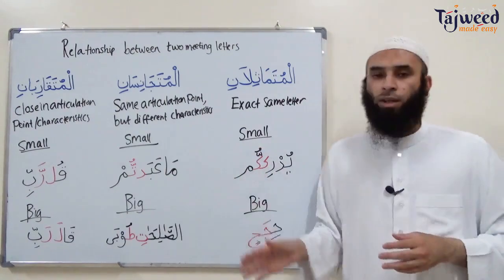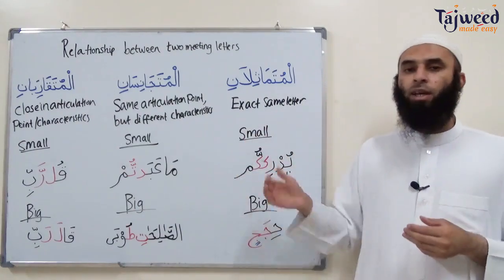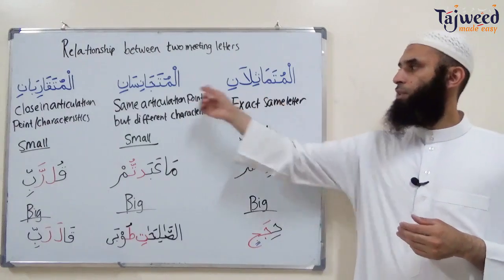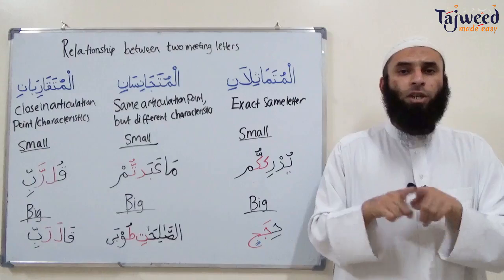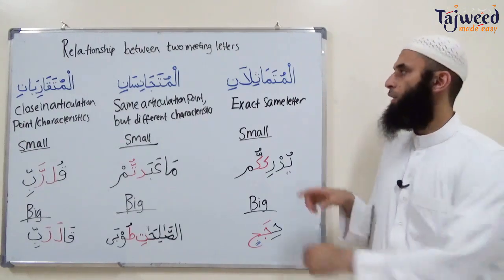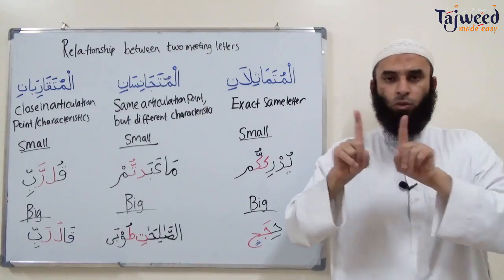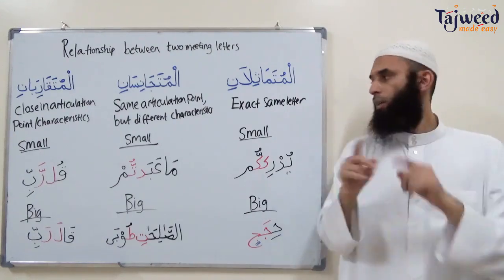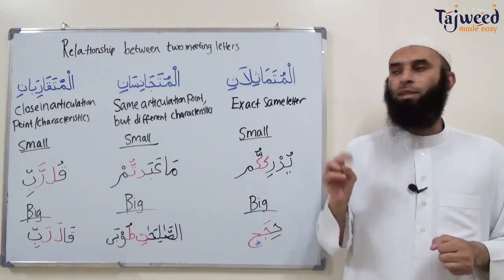Now here on the board, we're just going to summarize the topics that we're going to learn. Then straight after this, we're going to do the first two parts in more detail. So the relationship of letters next to each other is of three categories. Number one, letters which are al-mutamathilan. So two letters which are next to each other, these letters are the exact same letters. Mutamathilan means the exact same letters.